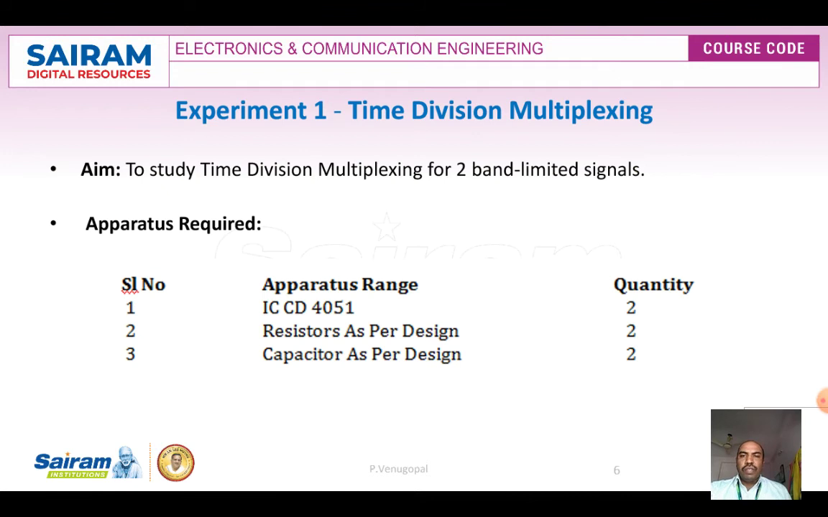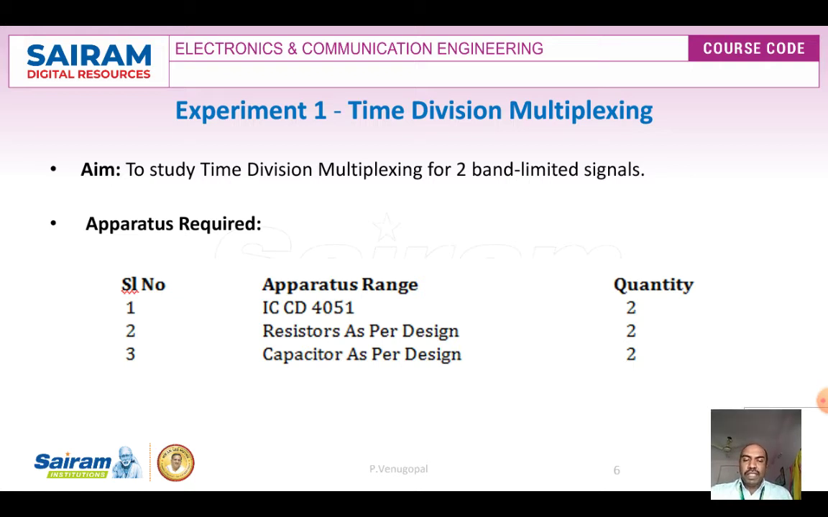Now we will move on to the first experiment. Your first experiment is time division multiplexing. TDM is always used in digital communication systems. FDM is used in analog communication systems. So what is this TDM? TDM is a process of multiplexing a number of signals and transmitting them over a single communication channel. That is called time division multiplexing. The signals are multiplexed in different time slots and transmitted over the single communication channel.